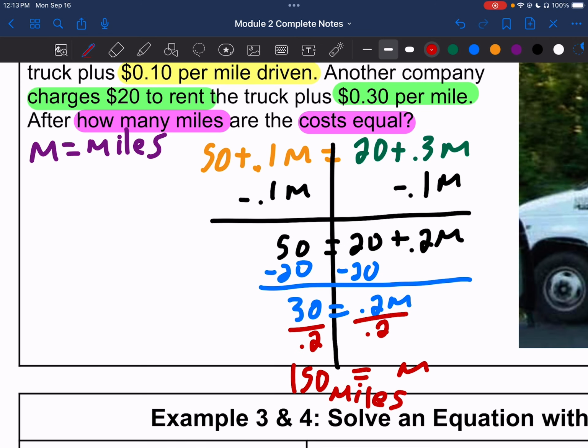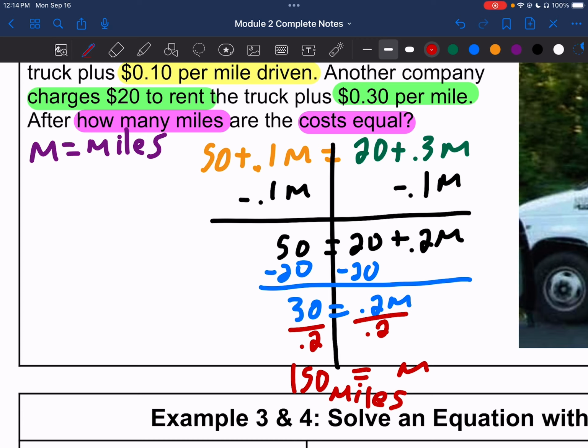So if all of the driving that Brad is going to do is less than 150 miles, he's better off going with the company that's charging more per mile, but a lower starting cost. If his travels are going to be more than 150 miles, then he's going to want to go with the one that is more expensive to rent the truck, but is charging you less per mile as you drive.